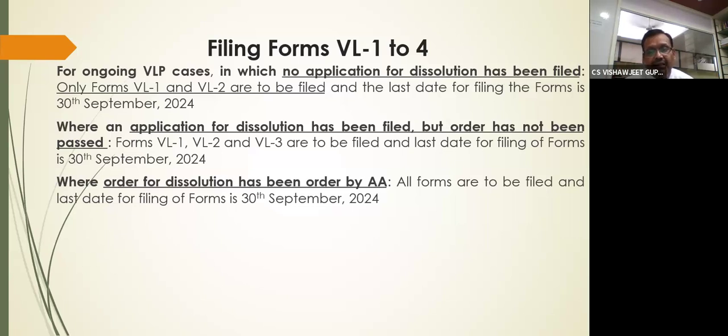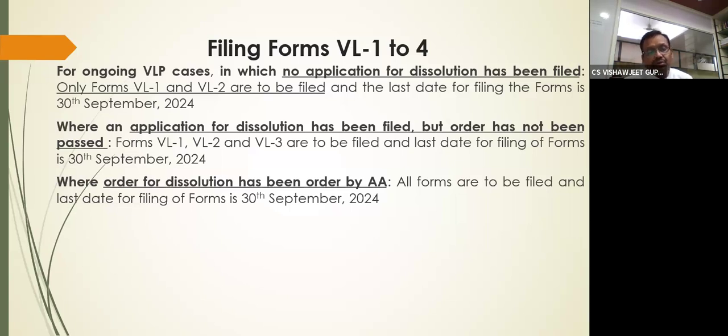So in my case, I have got the order for dissolution of three corporate persons. So I have to file all the forms VL1, VL2, VL3, and VL4 by 30th September 2024.